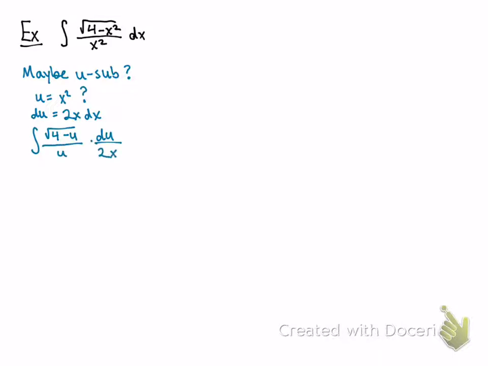And then the integral turns into, well, up top I have the square root of 4 minus u. On the bottom I have u, and then the dx becomes du over 2x. Now, no matter how hard I try, I'm not going to be able to deal well with that 2x. I could realize that x is the square root of u and do some stuff, but it doesn't turn it into anything that I can do easily. So that's probably not the best way to do this integral.